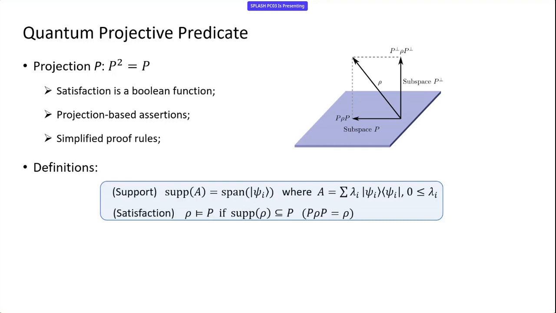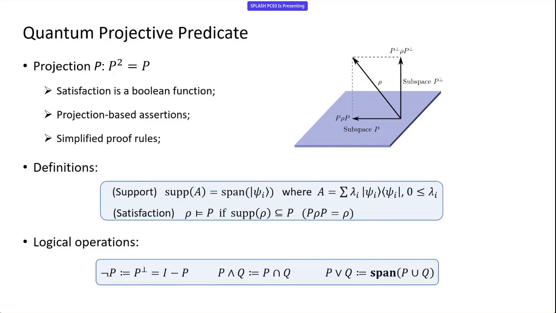Okay, so we can also define some logical operations on the predicates. The negation of predicate P is the orthogonal complement of P, that's I minus P, where I represents the whole space. P and Q is the intersection of P and Q, and P or Q is the subspace spanned by the union of P and Q. That is the space spanned by vectors in either P or Q.